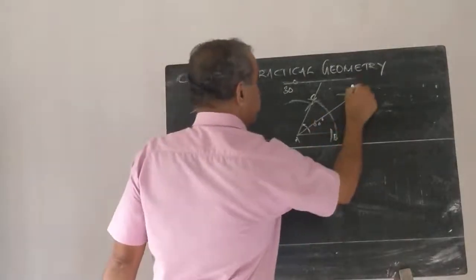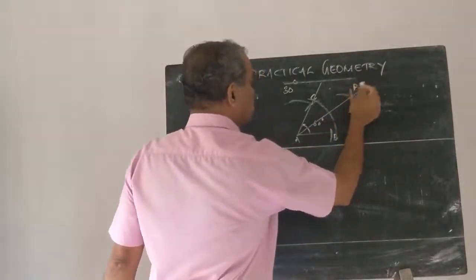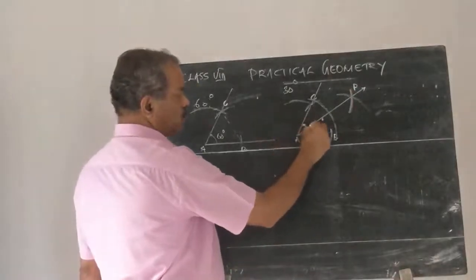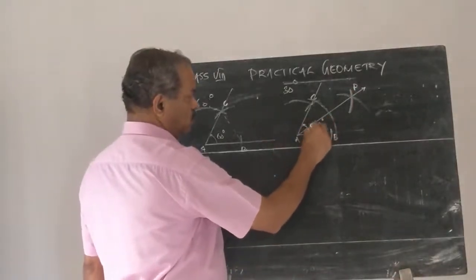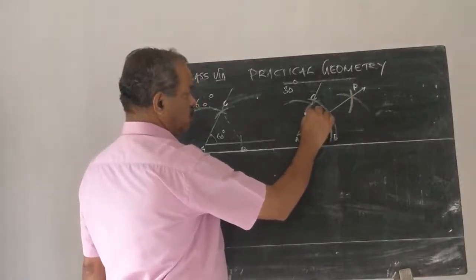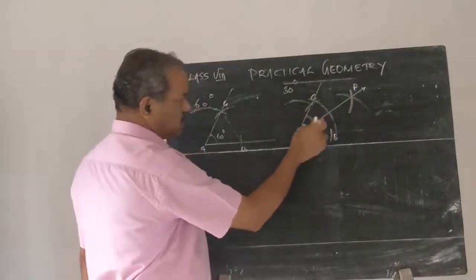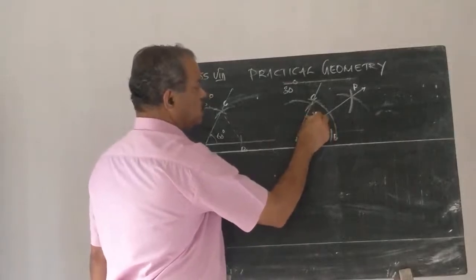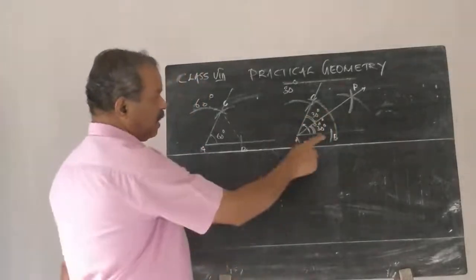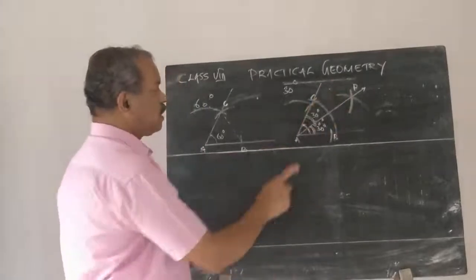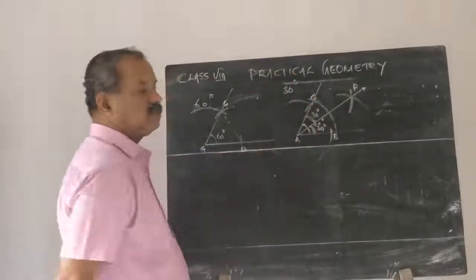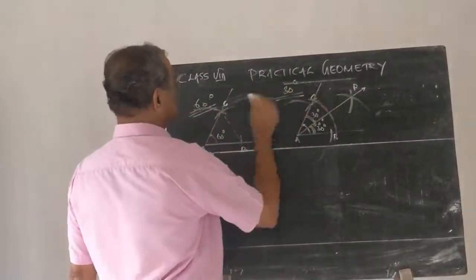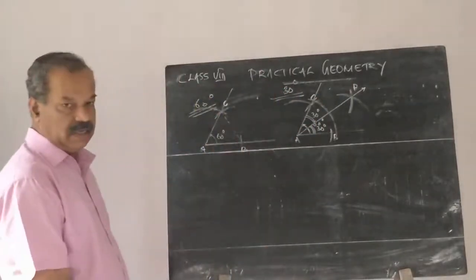Let this be P. Ray AP divides angle A into two equal parts. These two parts are equal. The whole measure is 60. So each measure is 30 degrees. That is angle BAP is 30 degrees, angle PAC also 30 degrees. So we know how to construct 60 degrees and 30 degrees.